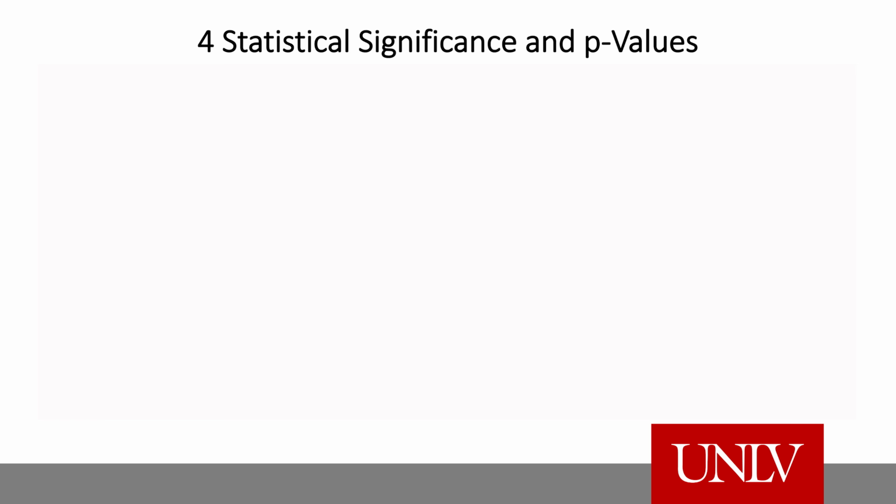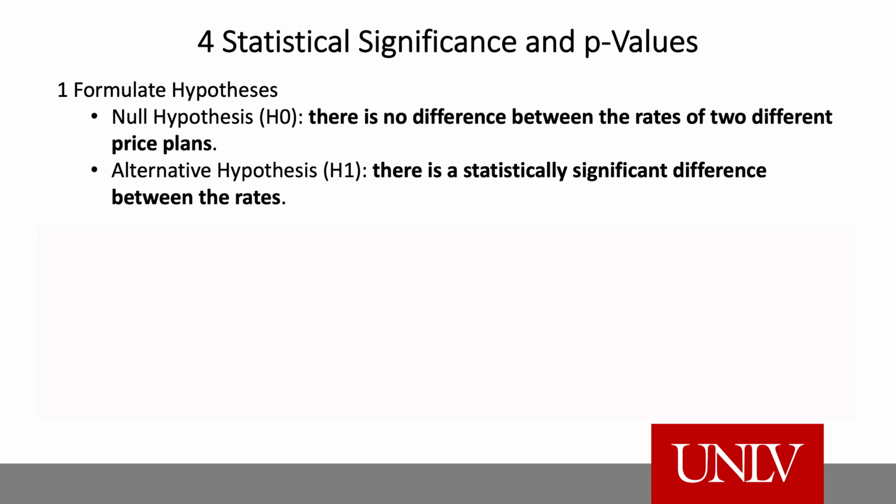Let's wrap everything up by walking through a complete hypothesis test step by step. First, we clearly state our hypothesis. The null hypothesis says there is no difference between the conversion rates of the two pricing plans. The alternative hypothesis says there is a statistically significant difference between the conversion rates. At this stage, we are not trying to prove anything yet. We are just defining what no effect looks like and what an effect would mean in this context.